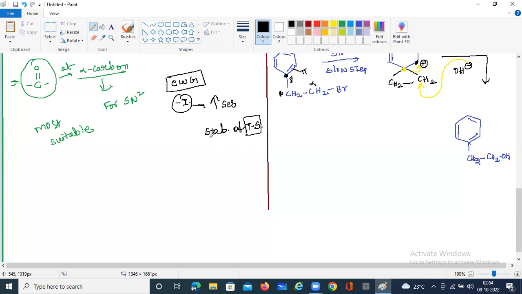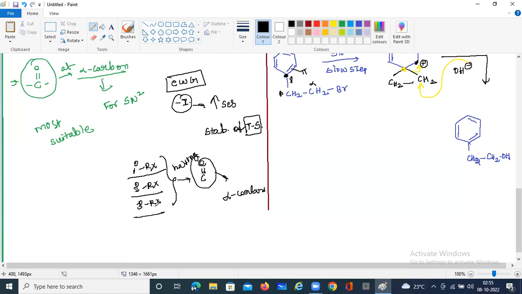Okay, so stability of transition state. In the primary, secondary, and tertiary alkyl halides, having a carbonyl group present on the alpha carbon. If the carbonyl group is on the alpha carbon of a primary, secondary or tertiary alkyl halide, then they give SN2. Understood?